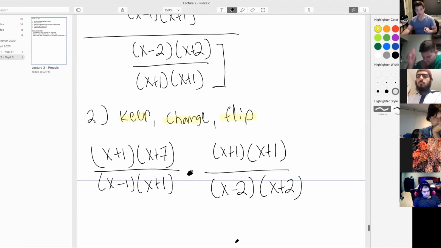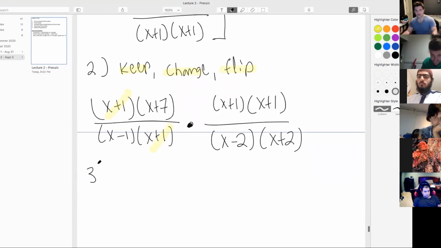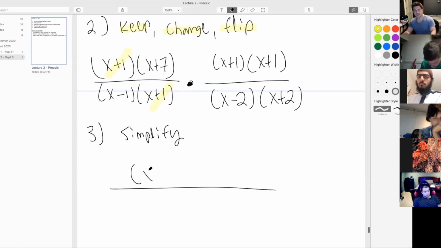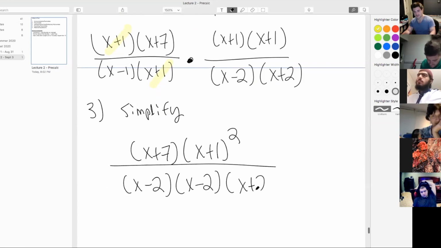Good. Now, just simplify. We should have some common factors. It's not that big of a cancellation, but we do cancel out x plus 1 and x plus 1. Now we just multiply straight across. The top will be x plus 7 times x plus 1 squared, and the denominator will be x minus 1 times x minus 2 times x plus 2.